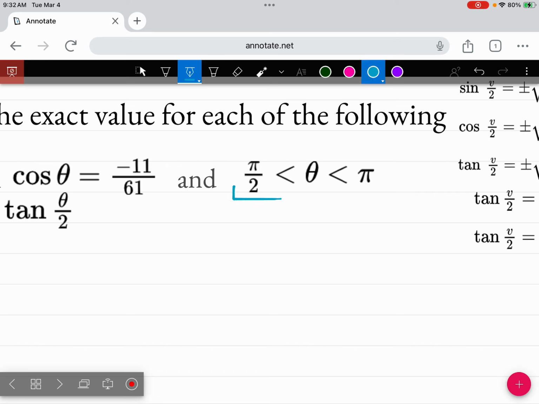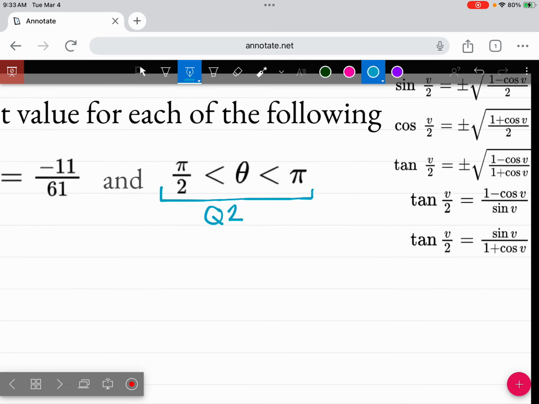What quadrant are we in here? Quadrant 2, because we're between pi over 2 and pi. We're asked to find tangent of theta over 2, and I know cosine of theta. Do I need to figure out anything else about theta before I can start going?